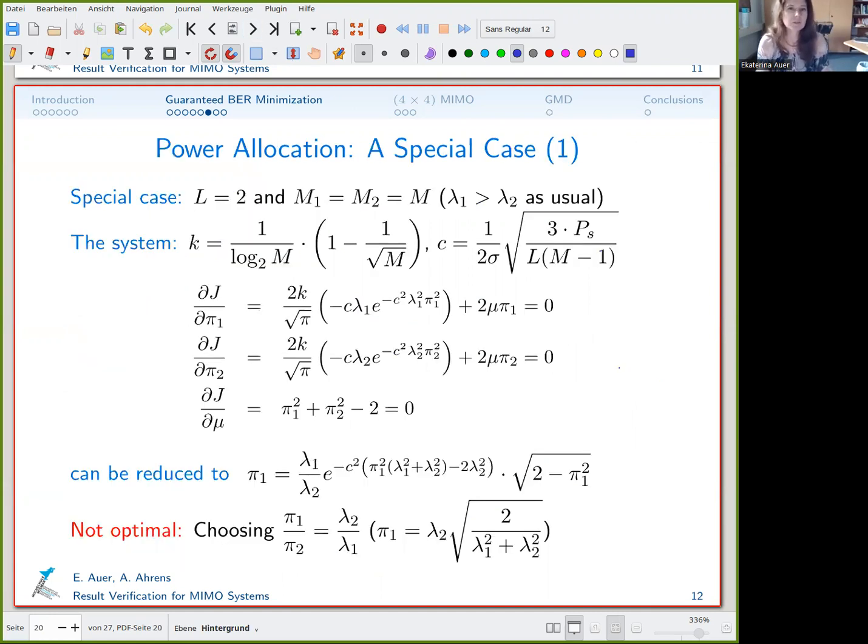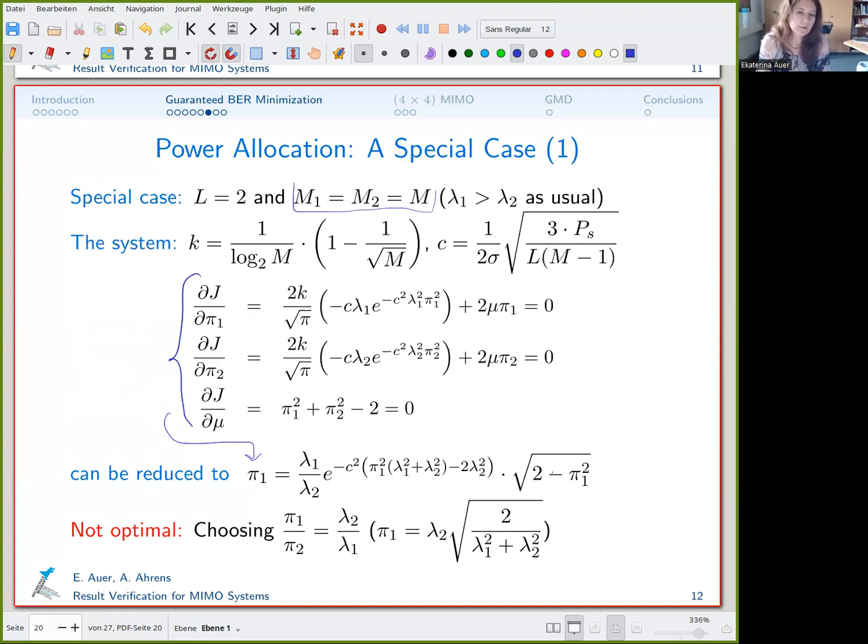So, here's a special case of power allocation. A case that appears quite often in practice is when we have two active layers and the constellation size chosen in such a way that those two values are equal. In this case, we will obtain, in the usual way, the system of equations that we need to solve, and this can be reduced just to one single equation for our pi1. Unfortunately, even this equation cannot be solved analytically, so we need to solve it using some numerical methods.